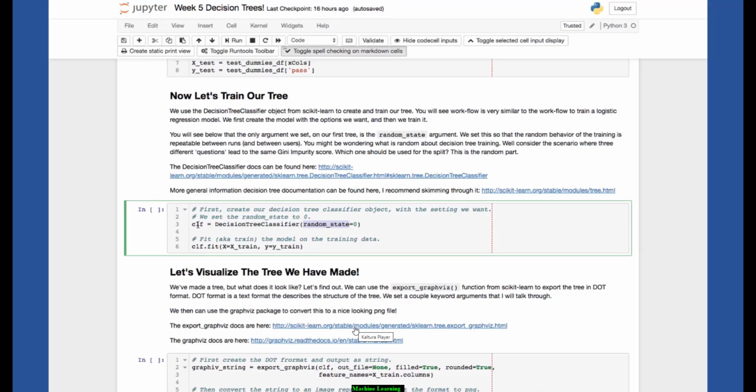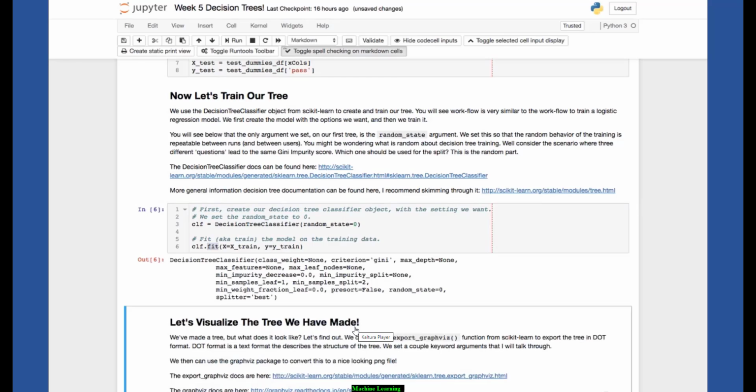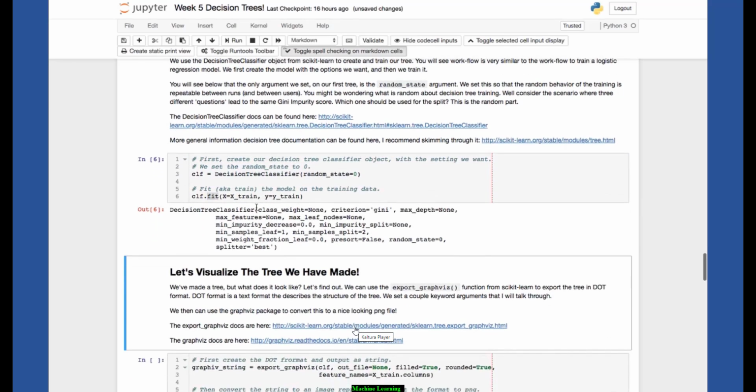So first we create the decision tree classifier, and then we use the fit method to train it, setting our x values to xtrain and the y to the ytrain, which is, of course, our pass fail column in the training data. So again, it's very similar to training logistic regression. We just use the decision tree classifier instead.